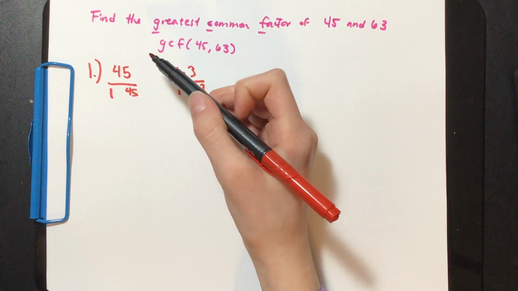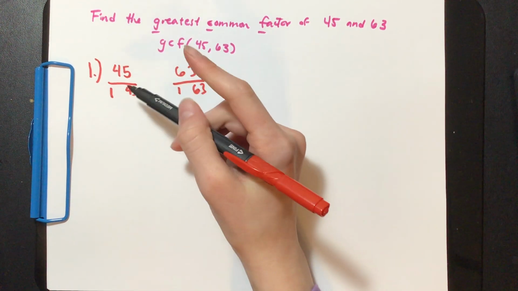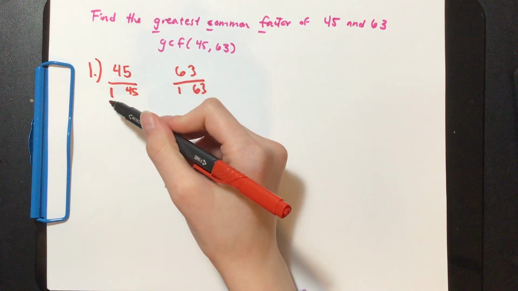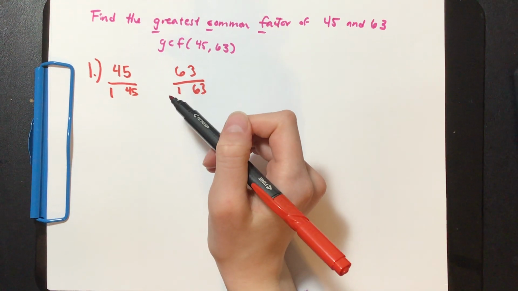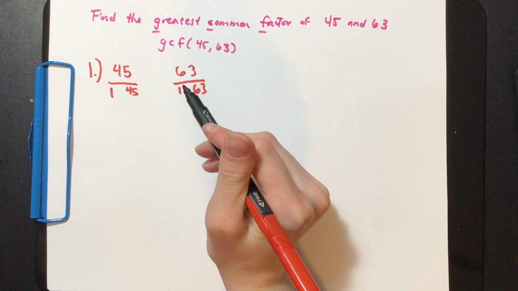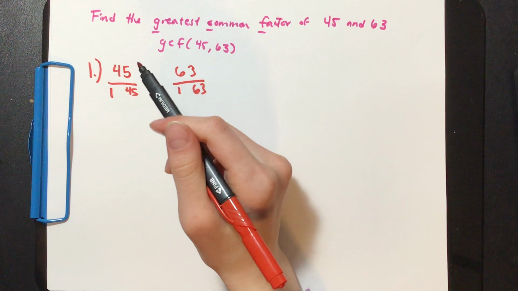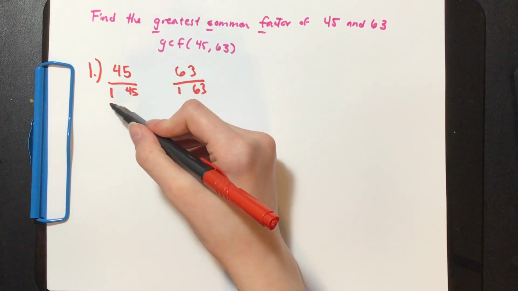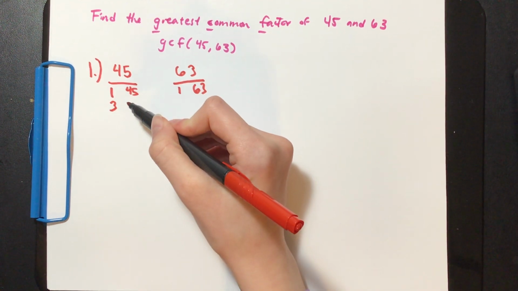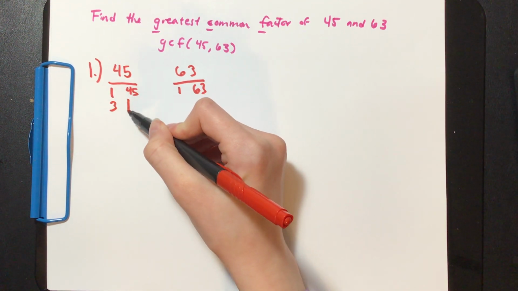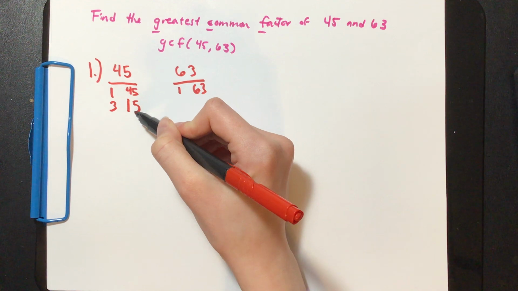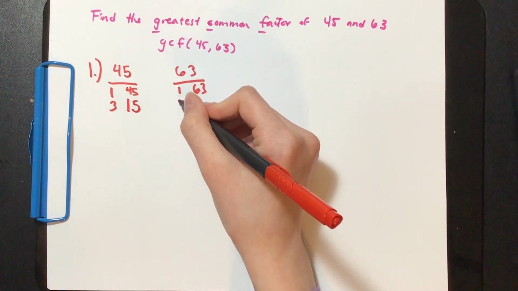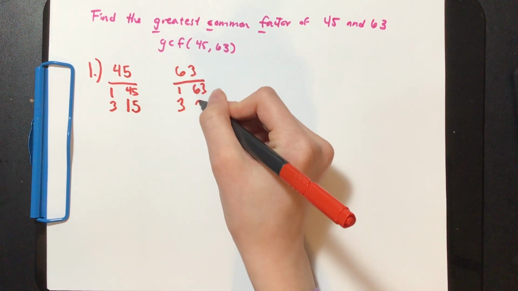Now once we get the 1 and the number, we ask ourselves, is this divisible by 2? And for both 45 and 63, it is not divisible by 2. Okay, so 2 is not a factor. So we go to 3. Is 3 a factor of 45? And the answer is yes. It is 3 and 15. And for 63, is it divisible by 3? Yes, it is. It is 3 and 21.